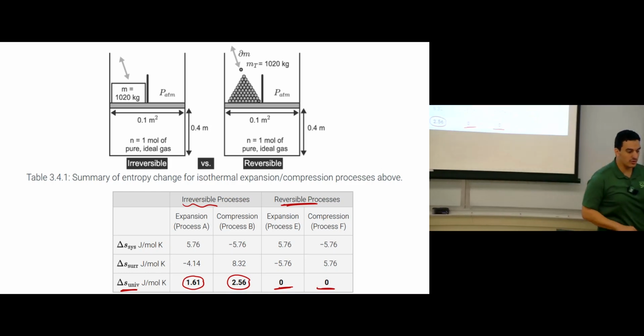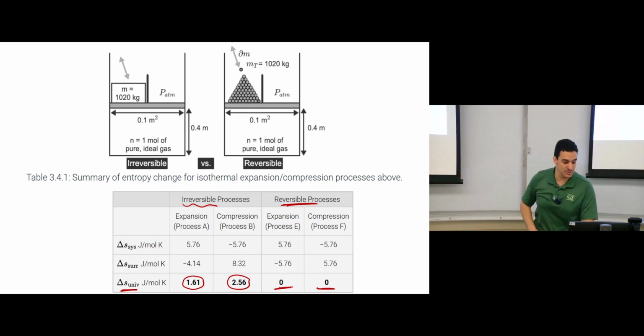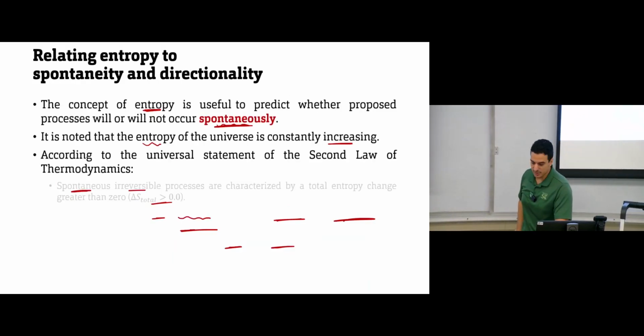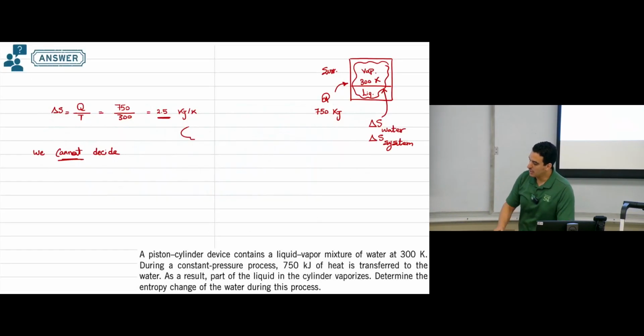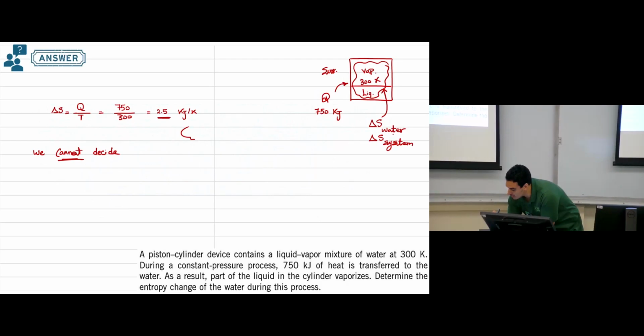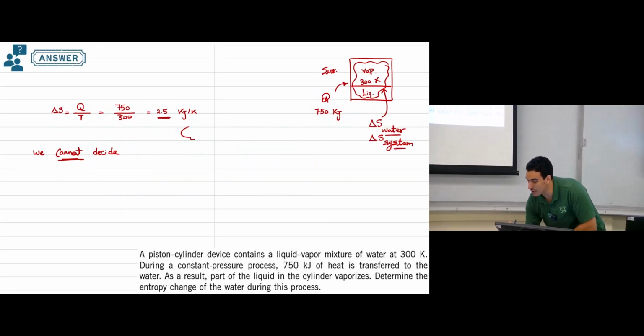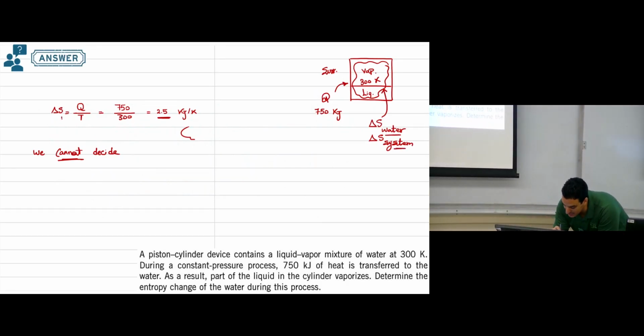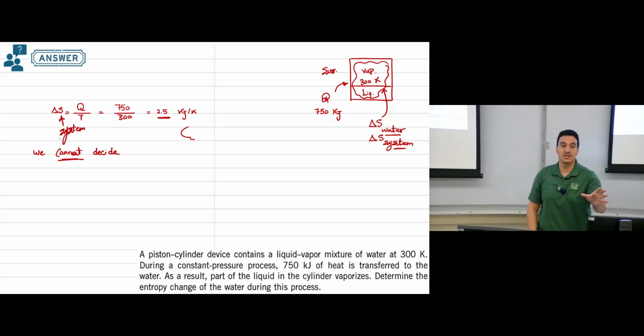Okay, when you calculate delta S total, then you can make your decision. So here in this example, if we get back to it, I said I will calculate delta S of water, and water is my system. So this delta S I have is delta S of my system.